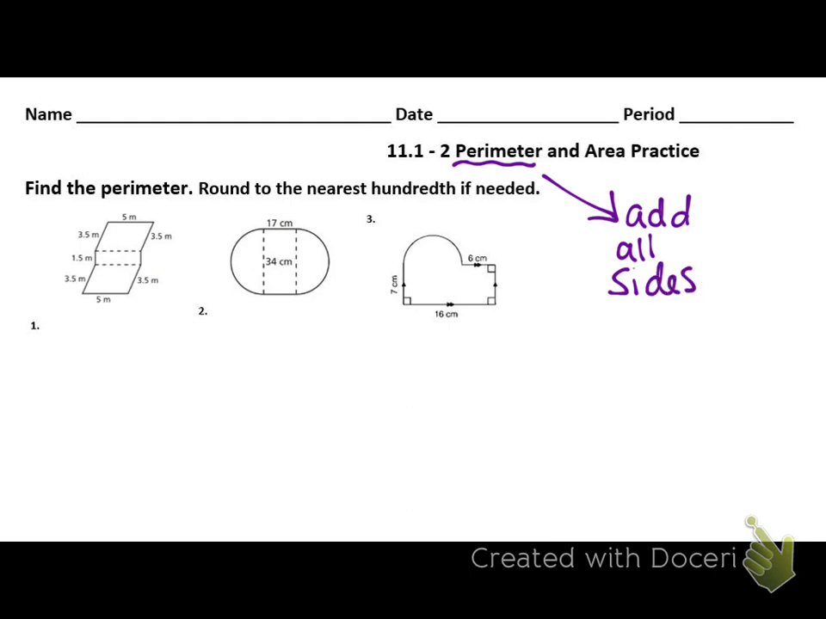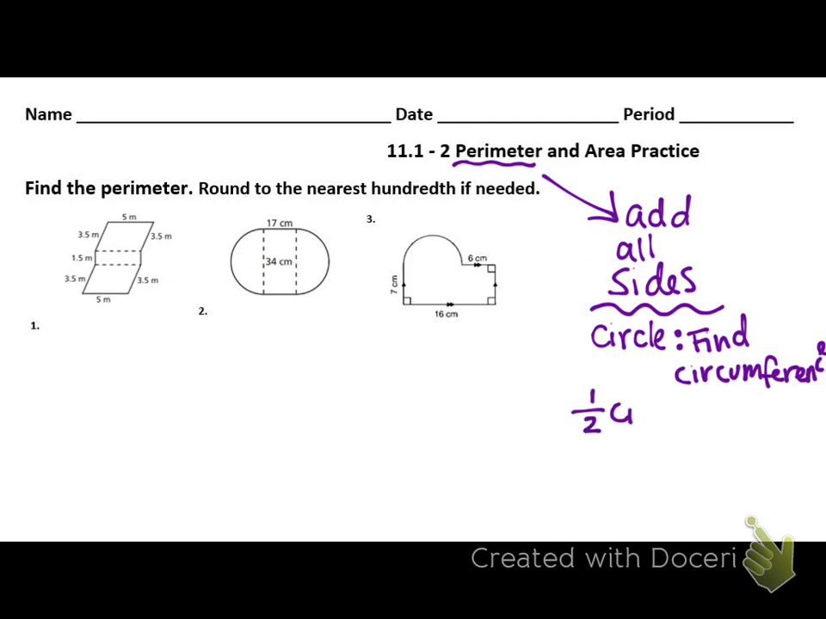The only extra element in this section will be circles. If you do a circle, the portion of the circle that is the perimeter is what we call the circumference. So if you have a circle, you're going to end up finding the circumference. And then you also might have a half a circle, which means you'll find half of the circumference.